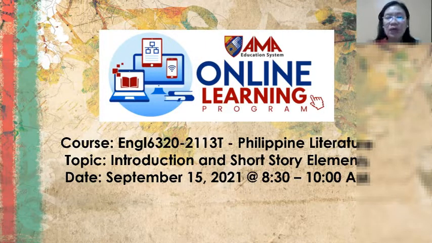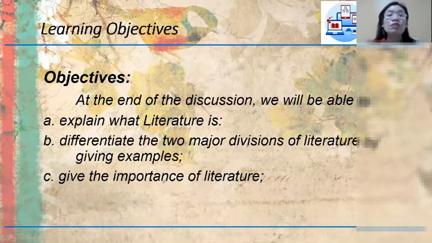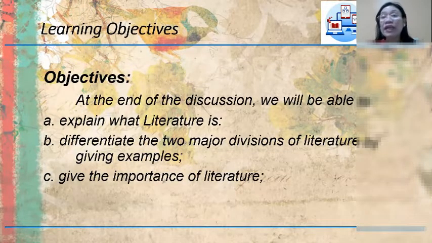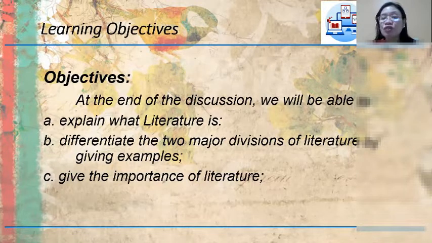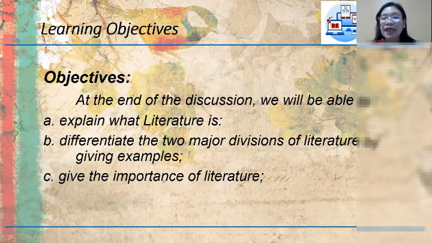Okay. Now, for our course objectives, or for our learning objectives, at the end of the discussion, we will be able to explain what literature is, and then differentiate the two major divisions of literature by giving examples, and also give the importance of literature. Okay, so let us now begin.